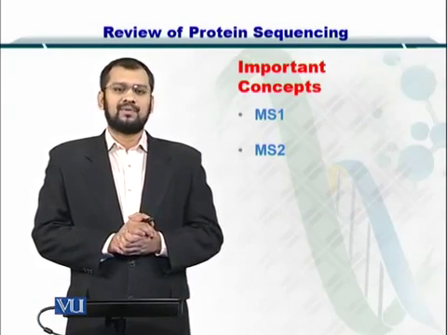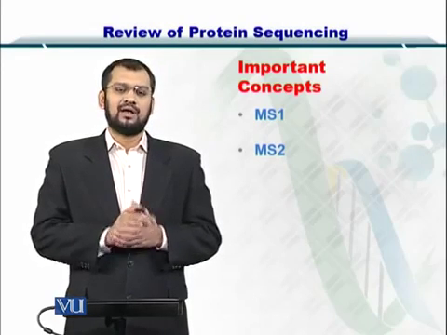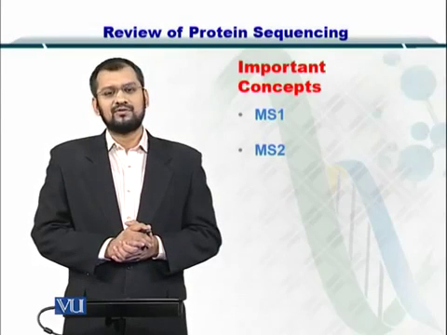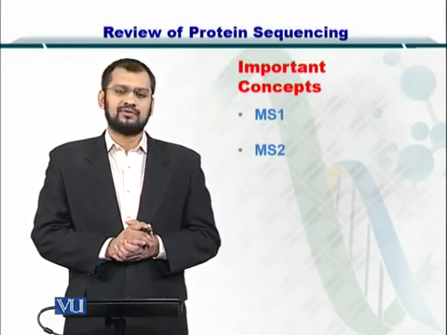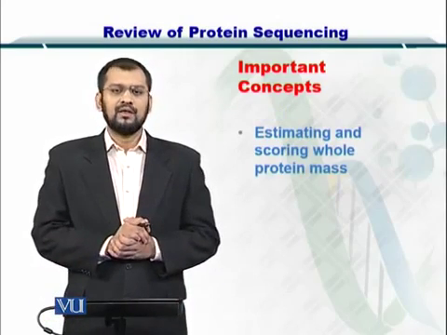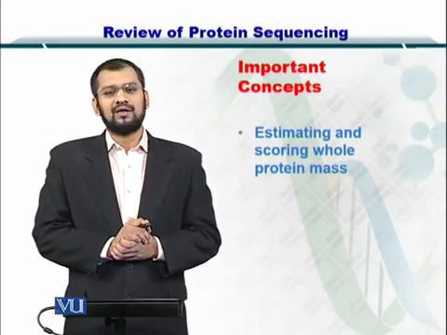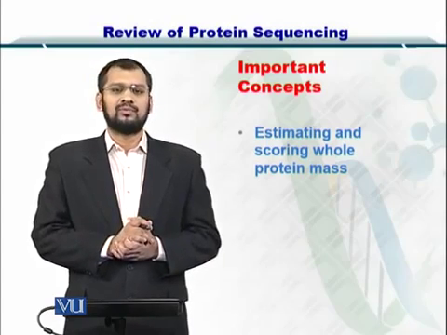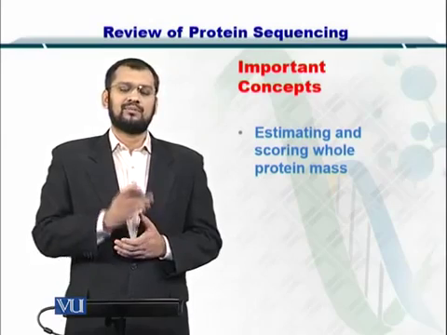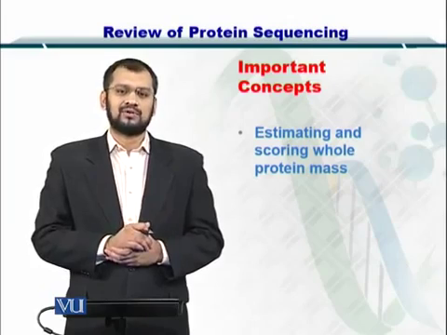So the first step, the MS1, was simply the measurement of the intact protein and intact protein mass. For the MS2, we measure the masses of the ions that are produced as a result of protein fragmentation. So using computational strategies, we estimated the protein mass and scored the whole protein mass and tried to compare it with the DB and find out those proteins in the protein databases such as UniProt which match the mass of the intact protein.